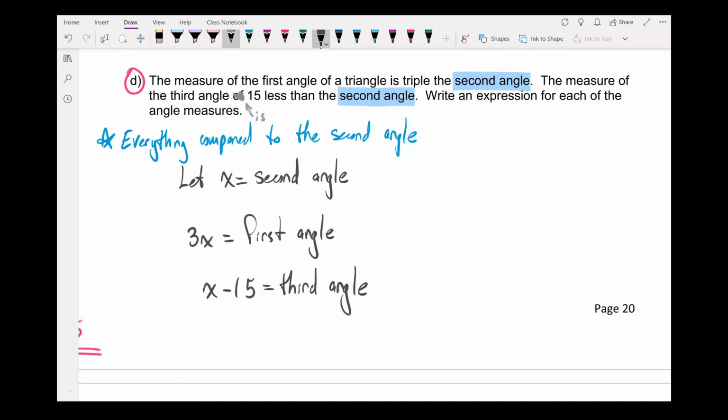So these are the expressions you should have gotten. Really, it comes down to these expressions here. 3x, or 3 times the second angle, is the first angle. x minus 15, or 15 less than the second angle, is the third angle. It's easy to get tongue-tied on this when you're talking about it, and especially when you're thinking about it. Take time to let this sink in, and redo the questions if you have to, and I'm sure you'll get better at it.